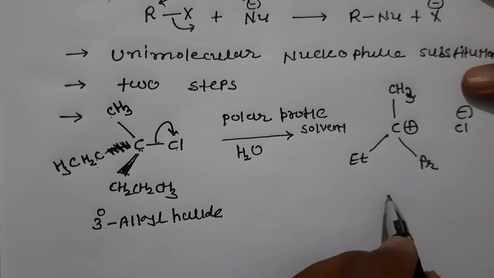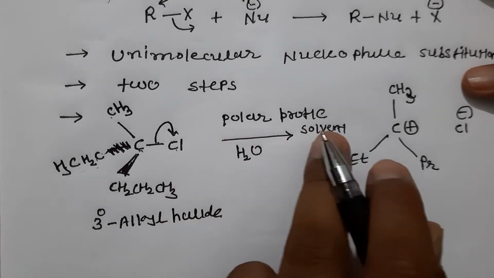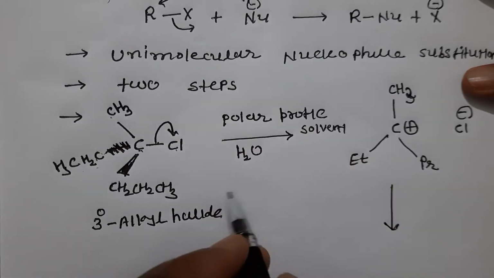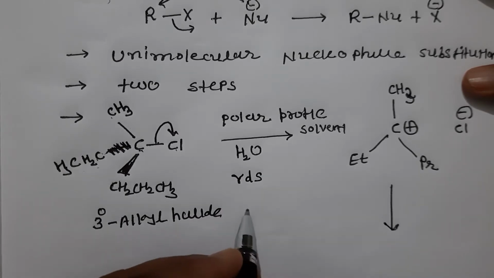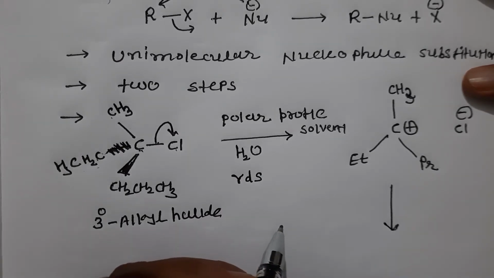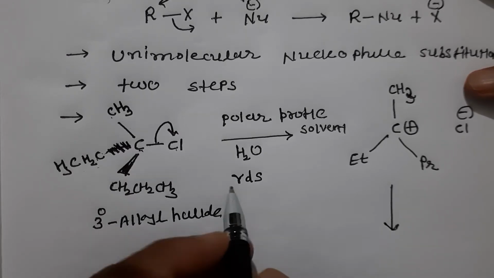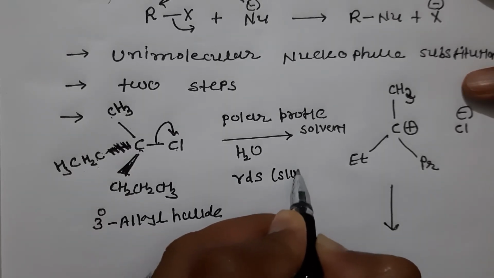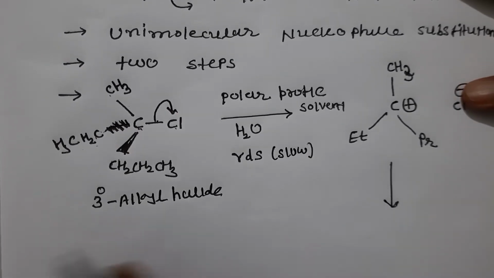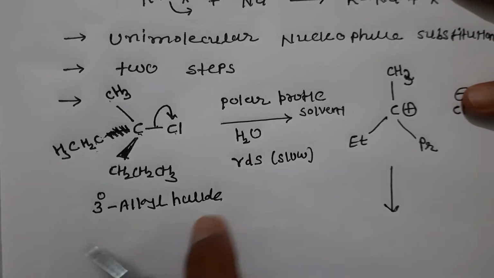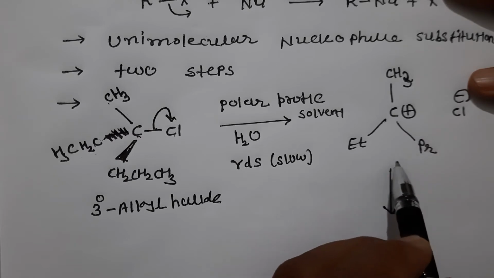Now this first step is slow because bond breaking is the slow step, and this is also the rate determining step, RDS. From chemical kinetics, we can determine the rate only from the slow reaction. So this step is slow and rate determining, and kinetically we can determine the rate from this step. In the first step there is a formation of carbocation.